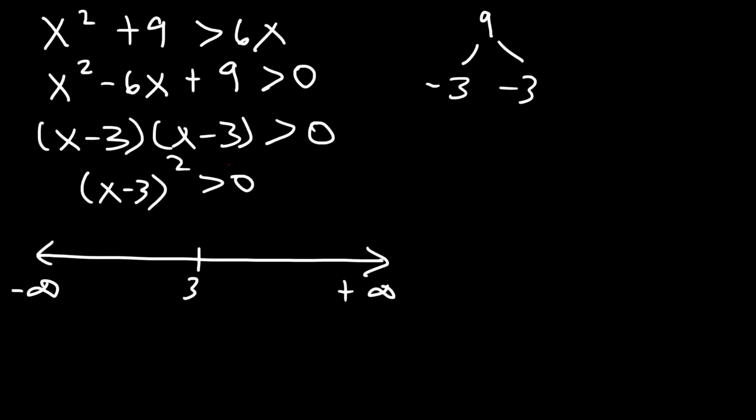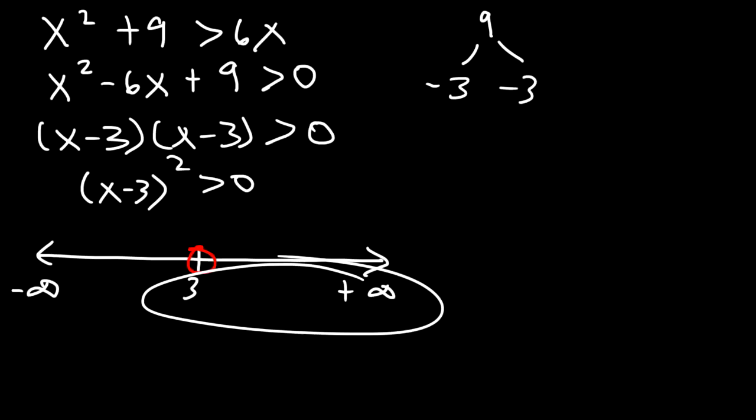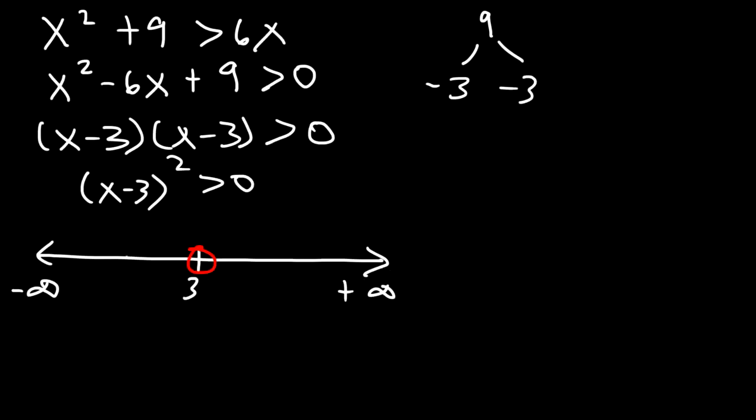Now, notice that it's greater than 0 but doesn't equal 0. So therefore, at 3, we have an open circle, not a closed circle. So let's pick a number between 3 and infinity. If we plug in 4, 4 minus 3 is positive, and if you square a positive number, it will give you a positive result.